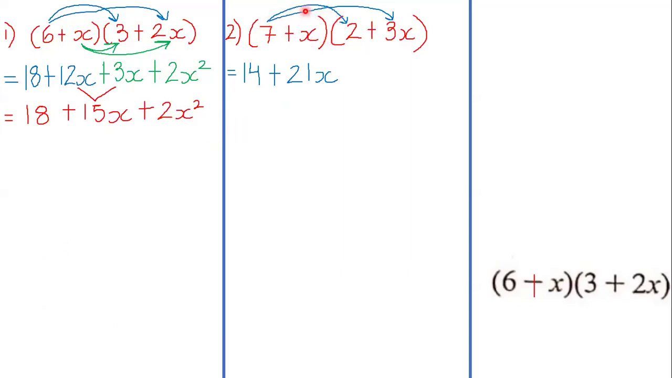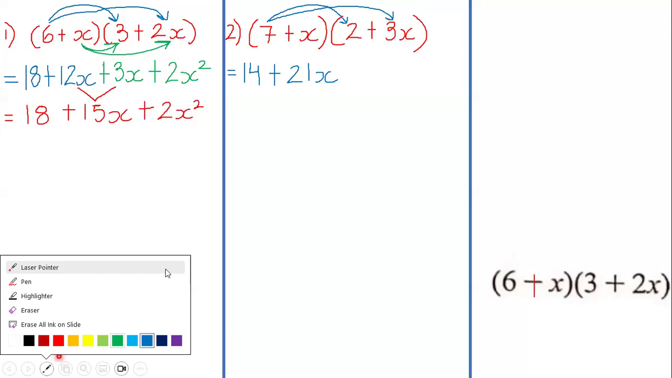So the first thing we're going to do is say 7 times 2. Class, what is 7 times 2? That gives us 14. Then we say 7 times 3x. What is 7 times 3x? That gives us 21x. I'm still only hearing 2 persons answering. What is 7 times 3x? 21x. Good.